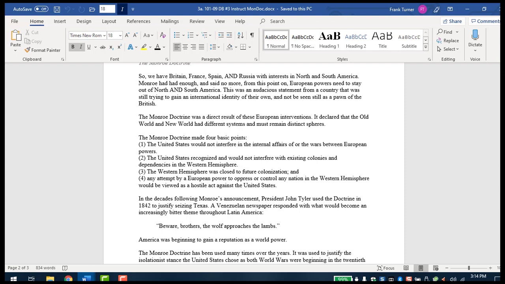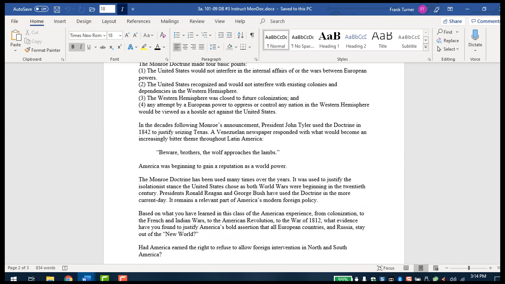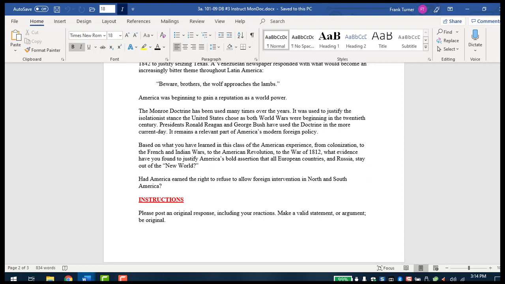In the decades following Monroe's announcement, President John Tyler used the doctrine in 1842 to justify seizing Texas. A Venezuelan newspaper responds with what would become an increasingly bitter theme throughout Latin America. Beware, brothers, the wolf approaches the lamb. This is, of course, a derogatory statement against America.